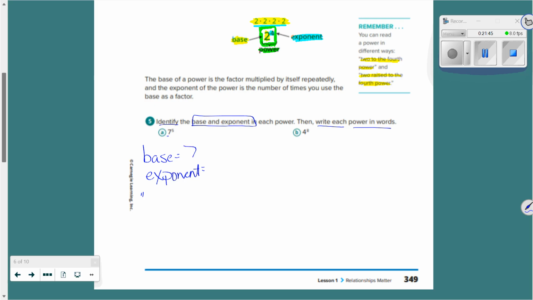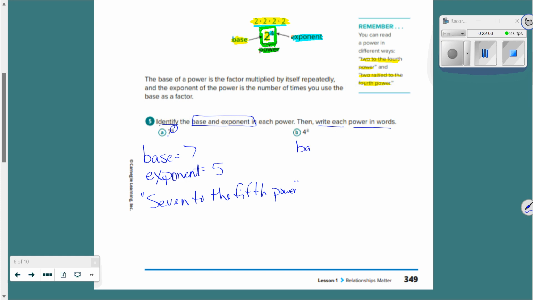The base in this case is 7. Exponent, that's my little number, 5. How can I say it? 7 to the 5th power. Or you can say 7 to the power of 5.